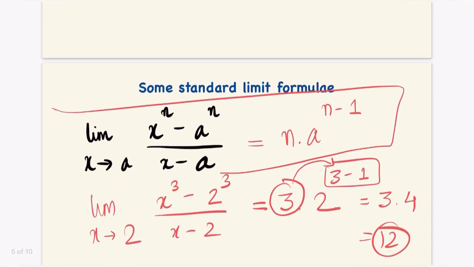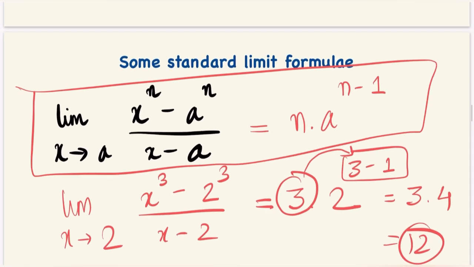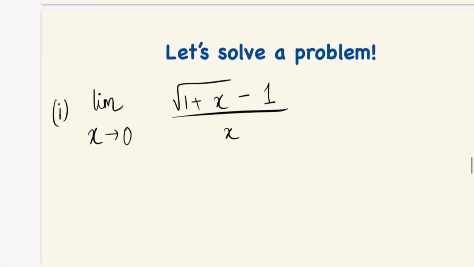And the fourth one is this one. Limit of x raised to n minus a raised to n upon x minus a as x approaches a is n into a raised to n minus 1. These are the 4 standard formulae that you should remember. Now, let us try to solve a few problems.